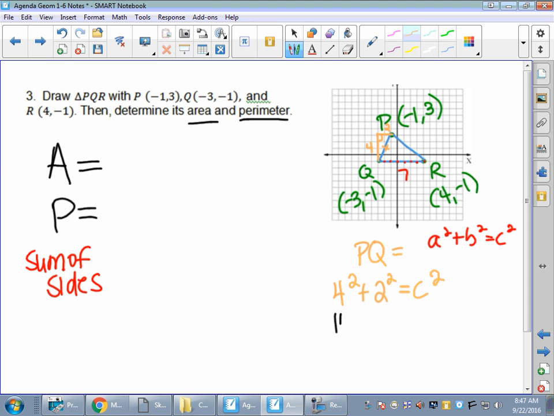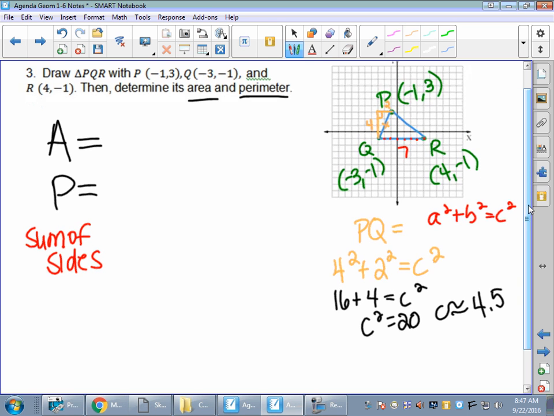So that means I'm going to get 16 plus 4 equals c squared. So c squared equals 20. So c is approximately, we're going to have to go to decimals. A few people I noticed on the last quiz went to simplified radicals, which suggests to me that your calculator did that work for you. Please make sure you know how to turn that into a decimal. The square root of 20 is approximately 4.5. I'm going to go to the nearest tenth. So that's the length of PQ, 4.5. I'm going to circle it so I don't lose it.